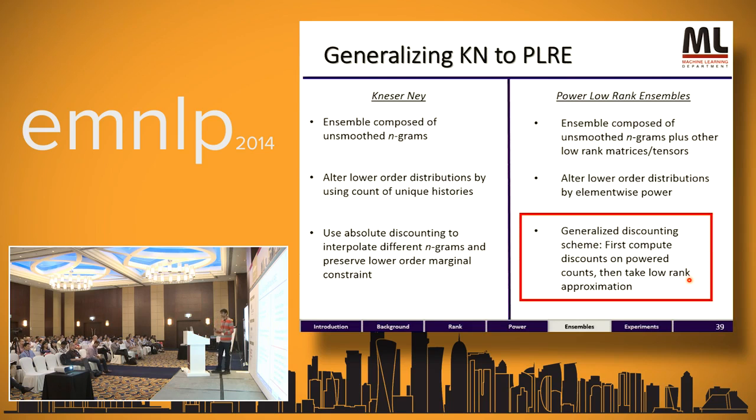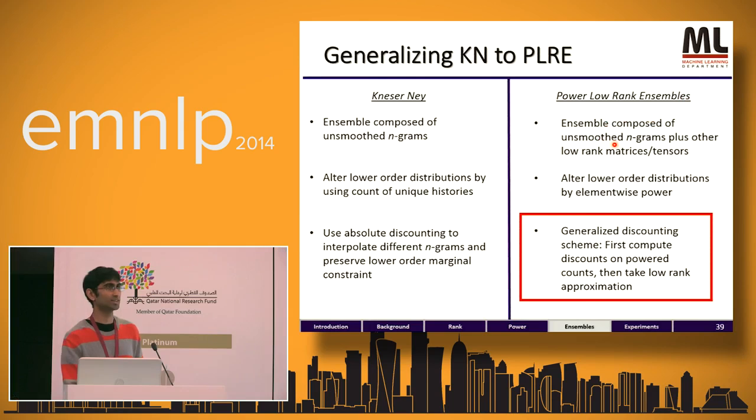So in summary of our approach, it is essentially not only using the original n-grams that Kneser-Ney uses, it's also using these intermediate low-rank quantities that we've transformed using this element-wise power operation. And then we have a generalized discounting scheme to build the ensemble and ensure the marginal constraint still holds.